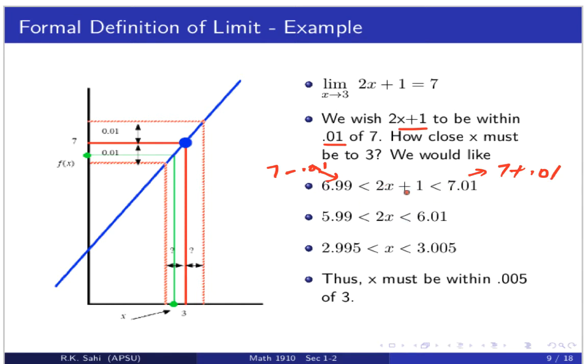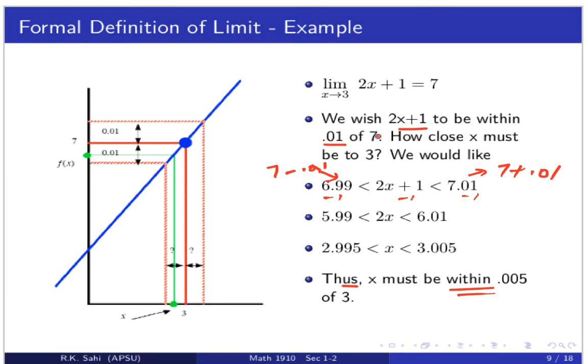Get rid of the terms next to x, so you basically remove the positive 1 and then divide by 2. When we subtract 1 from both sides, we get 5.99 less than 2x less than 6.01, then divide by 2. So we get that x lies between 2.995 and 3.005. Thus, x must be within 0.005 of 3.